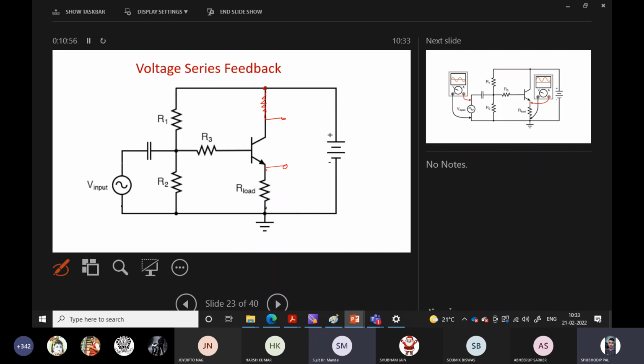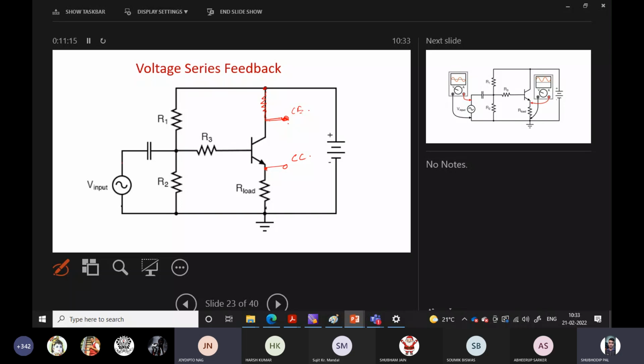If the voltage is taken from the collector terminal by connecting a load resistance there, then it is a common emitter configuration, and this is the common collector configuration.